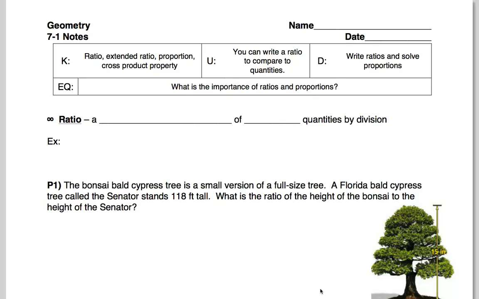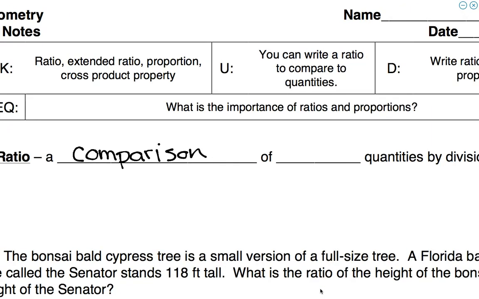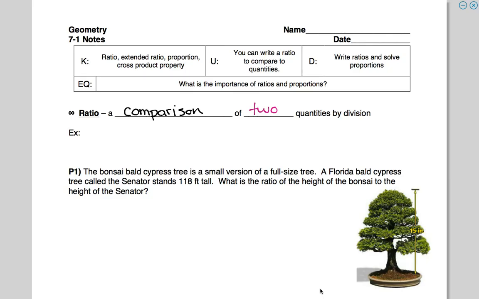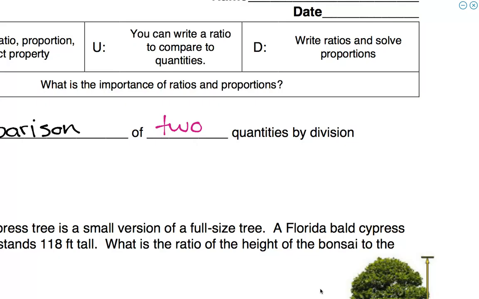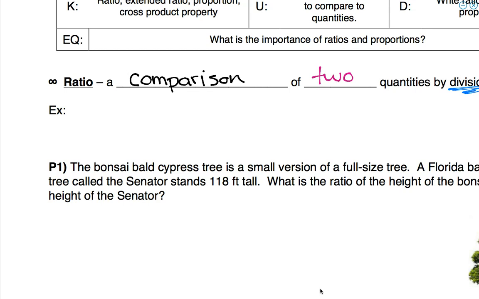So, defining a ratio. A ratio is a comparison of two quantities by division. So when we say division, we're basically thinking of little fractions. So it can be something like A over B, or it can be written as A colon B.